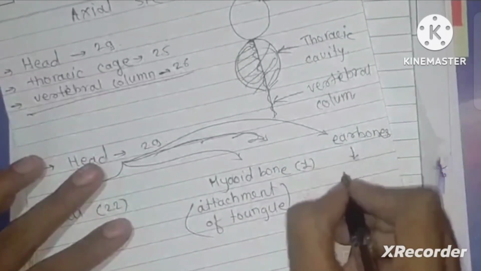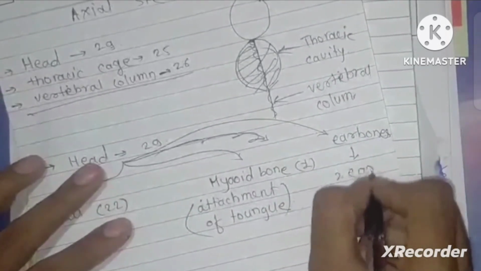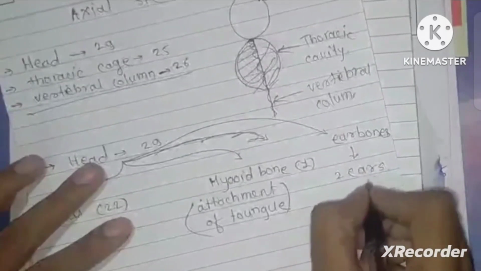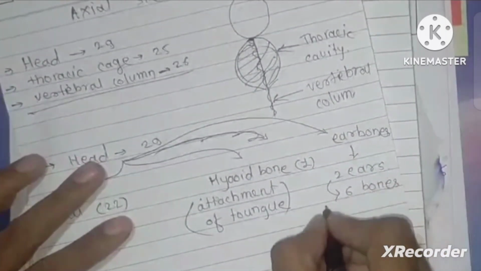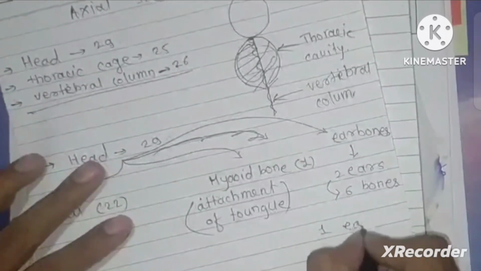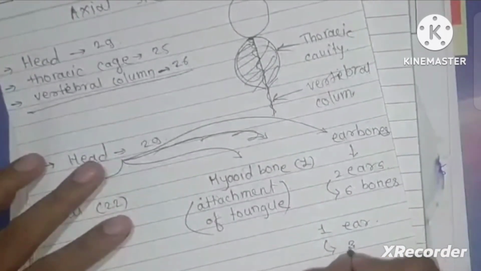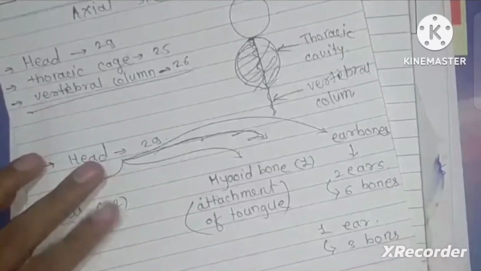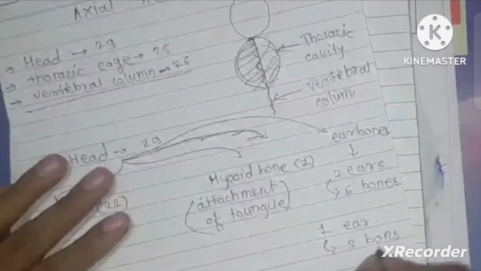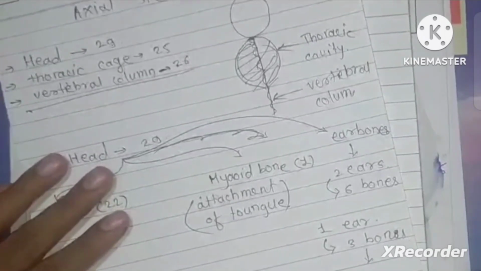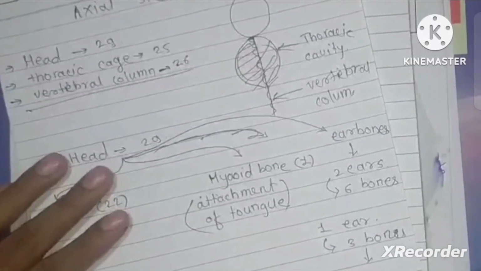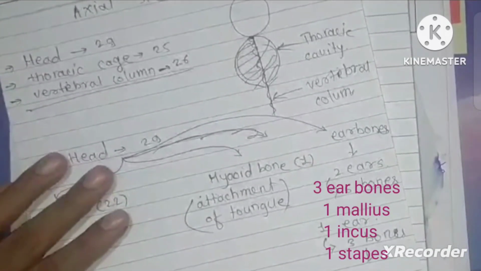Ear bones are 3 in number, which are malleus, incus and stapes. You can pronounce it stapes or steps. The third bone. In 1 year 3 bones and in 2 years total 6 bones are present.